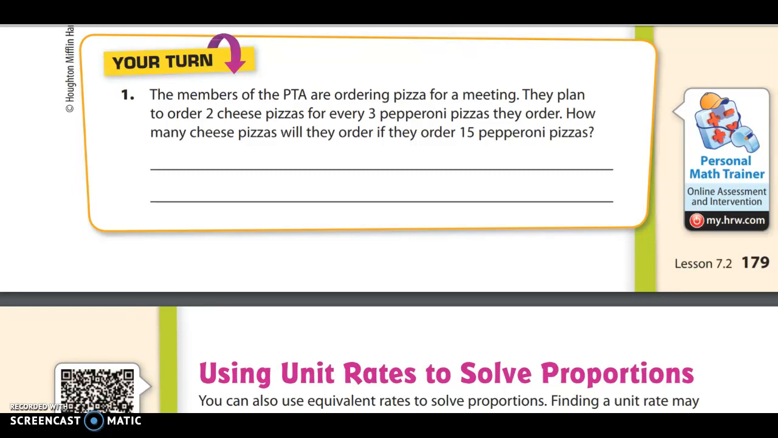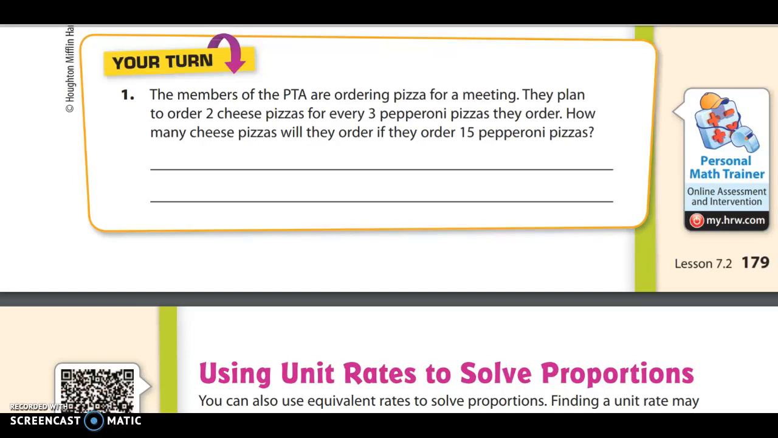Number 1 reads, the members of the PTA are ordering pizza for a meeting. They plan to order 2 cheese pizzas for every 3 pepperoni pizzas they order. How many cheese pizzas will they order if they order 15 pepperoni pizzas? So, if you need help setting this up, watch me now. If not, you can pause the video and try it.